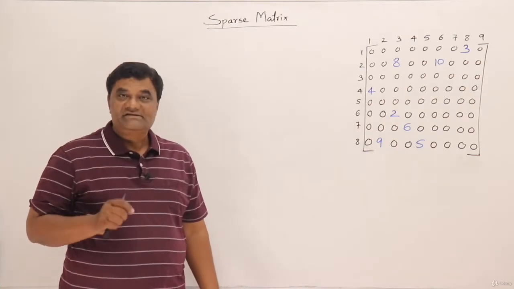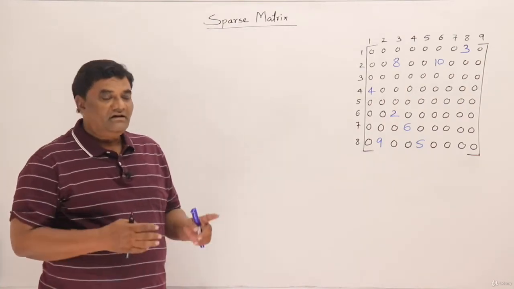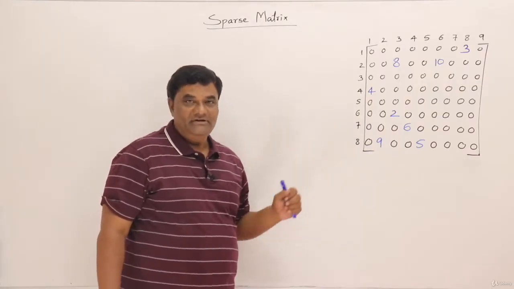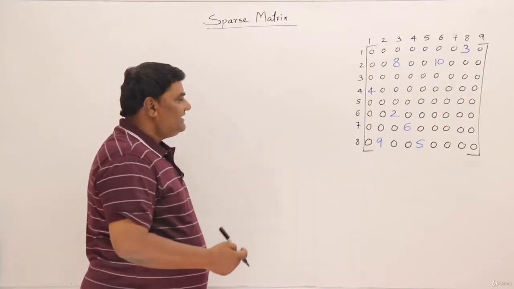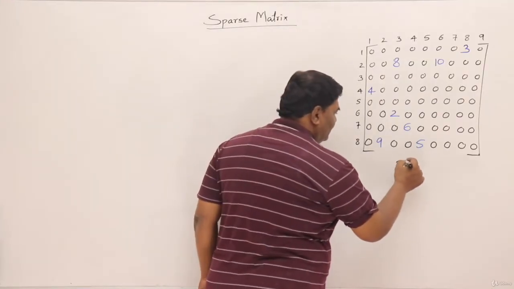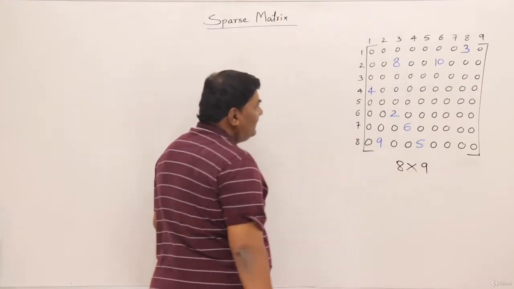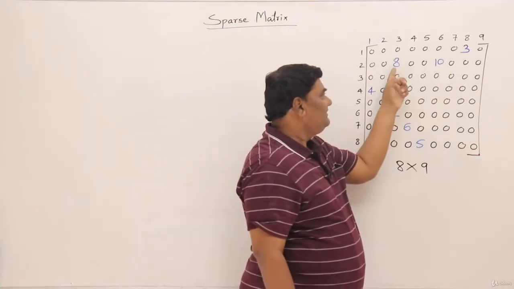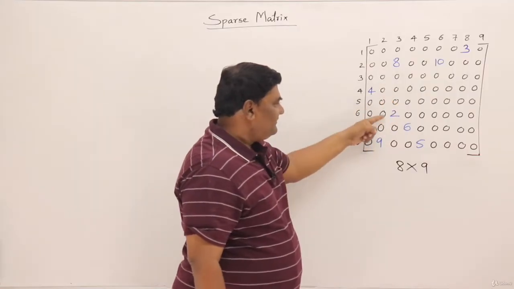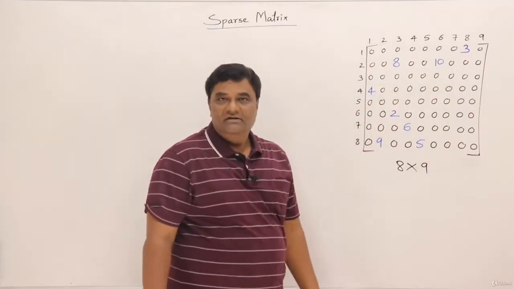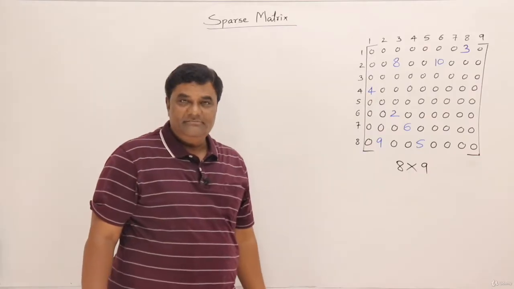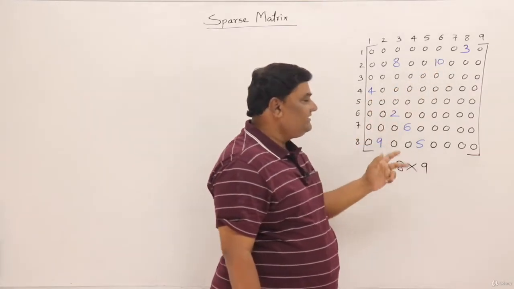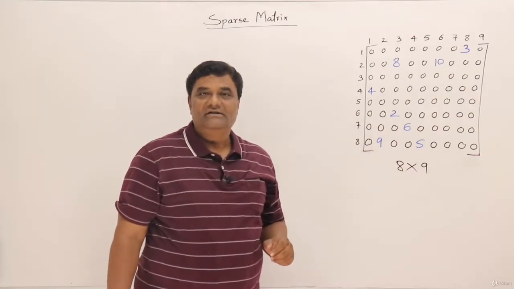Our next topic is sparse matrix. A matrix in which there are more zero elements. I have an example matrix of order 8 by 9, and you can see that it has very few non-zero elements like 3, 8, 10 and 4, 2, 6, 5, 9. There are very few non-zero elements. If I count 1, 2, 3, 4, 5, 6, 7, 8, only 8 non-zero elements are there.